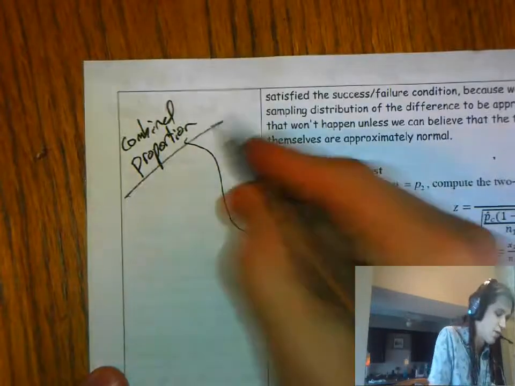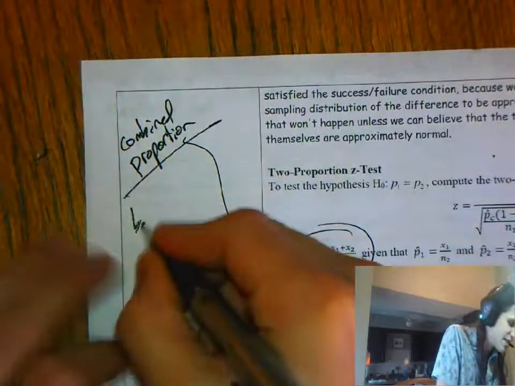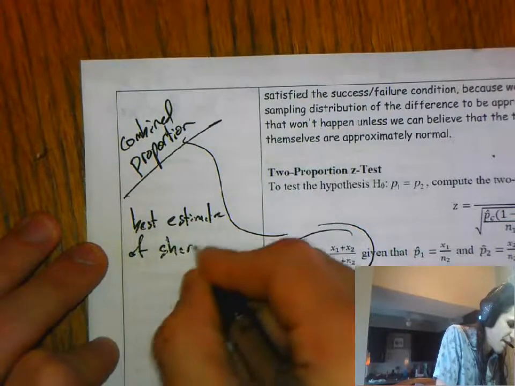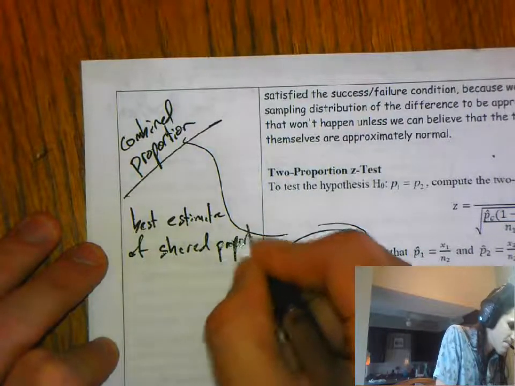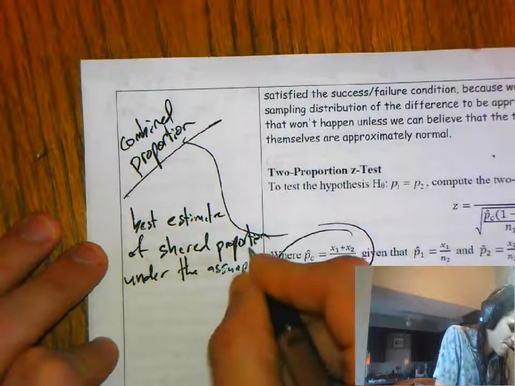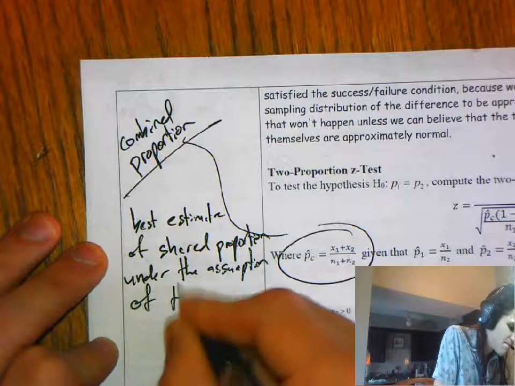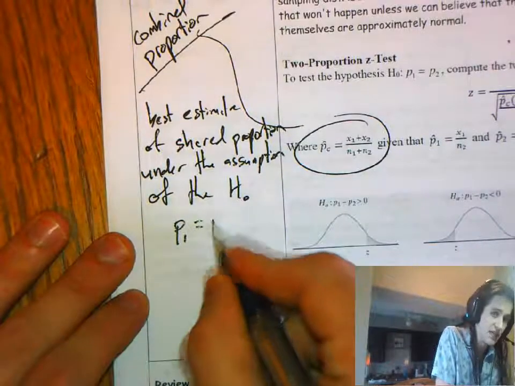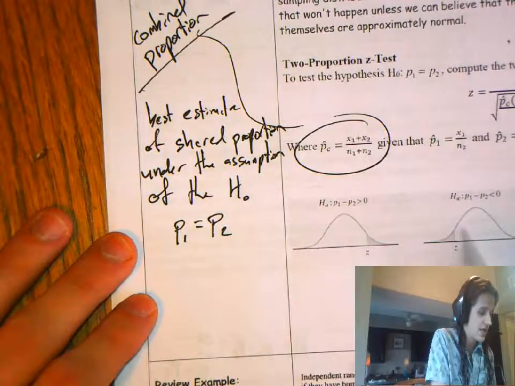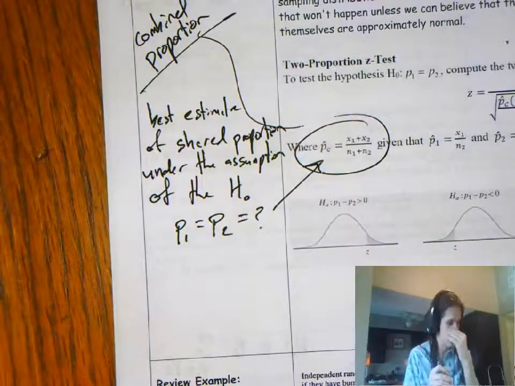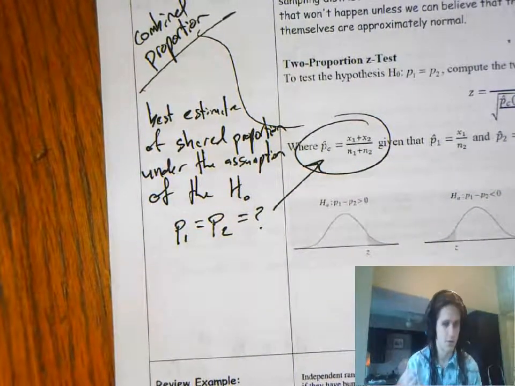So this combined proportion, this p_c hat, this is our best estimate of the shared proportion under the assumption of the H0. We're assuming the null hypothesis is true. That is, p1 equals p2. But just because they're equal, it doesn't mean equals what number. This number is our best estimate of what those two proportions are equal to.